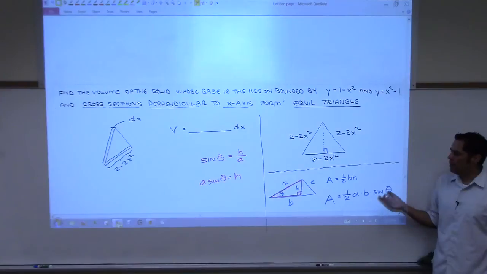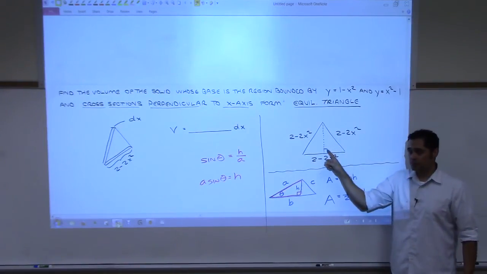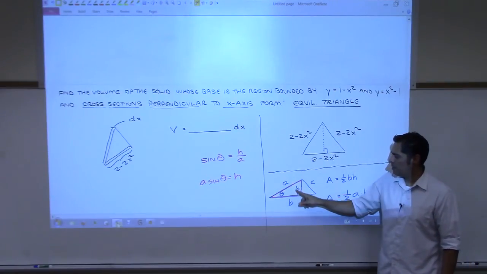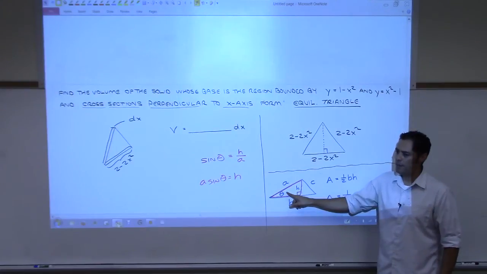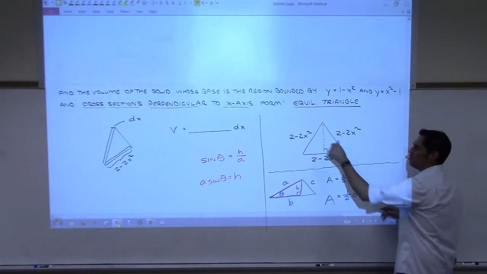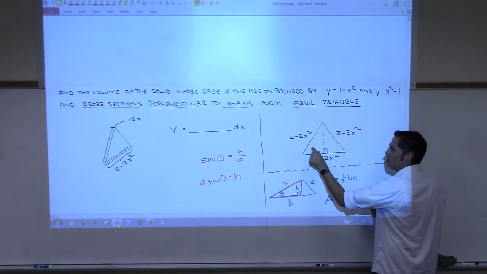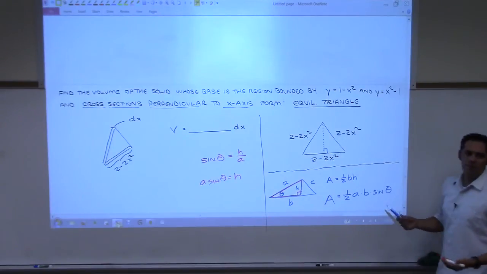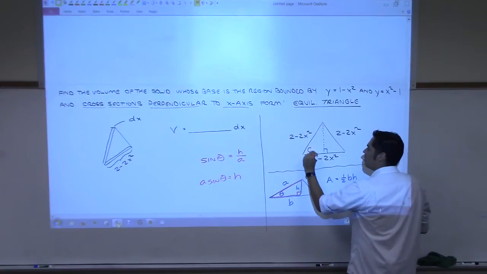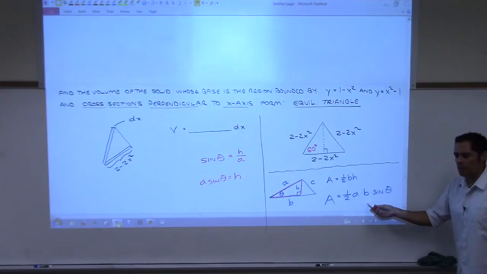So the power of this formula is that you don't need to know the height. What you need to know, though, are two of the sides and the angle between them. And for our particular triangle, do we know two of the sides? Well, we know all three, right? But we know two of them. Do we know the angle between them? 60 degrees. It's an equilateral triangle, right? So this is 60 degrees. So I can come up with the formula for that pretty easily using this formula. Got it?